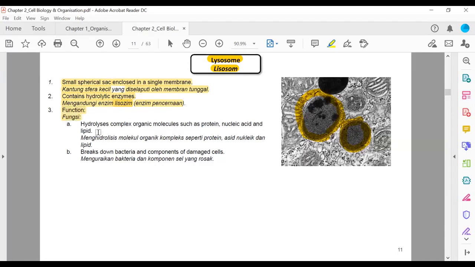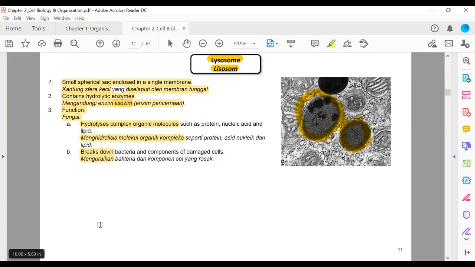Function, fungsi lysosom. Hydrolyzes complex organic molecules such as protein, nucleic acid, and lipid. Menghidrolisis molekul organik kompleks seperti protein, asid nukleik, dan lipid. Hydrolyzes. Menghidrolisis. Satu lagi perkataan yang kita boleh gantikan hydrolysis ialah breaks down pun boleh juga. Menguraikan. Breakdown. Hydrolysis means breakdown.